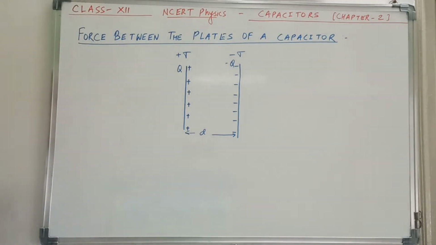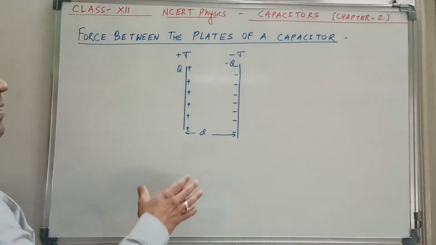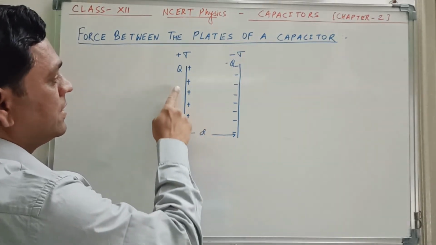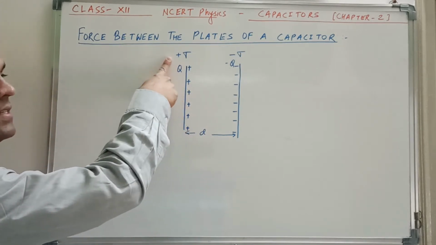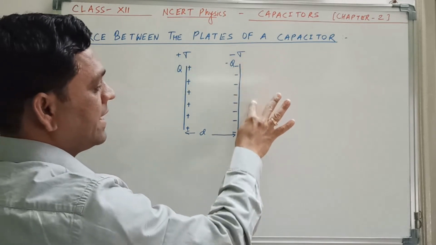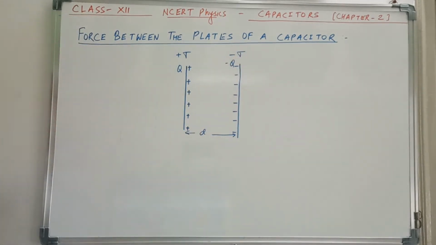So in today's class we will discuss the force between the plates of a capacitor. Here we have a parallel plate capacitor where this plate has been given the charge plus Q and its surface charge density is plus sigma. And this plate has been given the charge minus Q and its surface charge density is minus sigma.